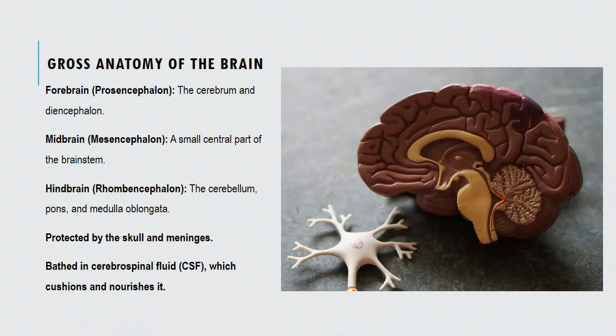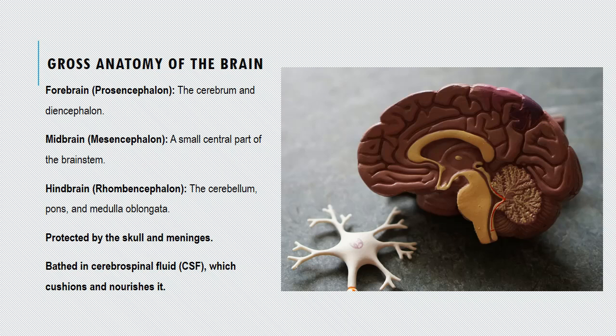Gross anatomy of the brain. The brain is divided into three primary parts. Forebrain or prosencephalon includes the cerebrum and diencephalon. Midbrain, the mesencephalon, a small central part of the brainstem. Hindbrain, rhombencephalon, that includes the cerebellum, pons, and medulla oblongata.